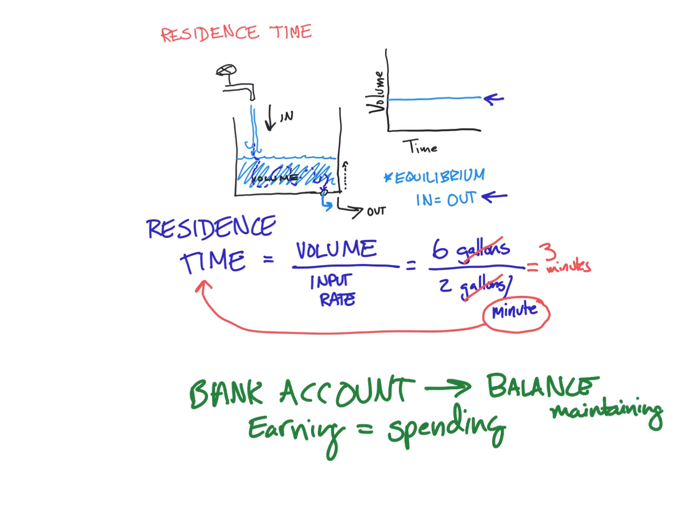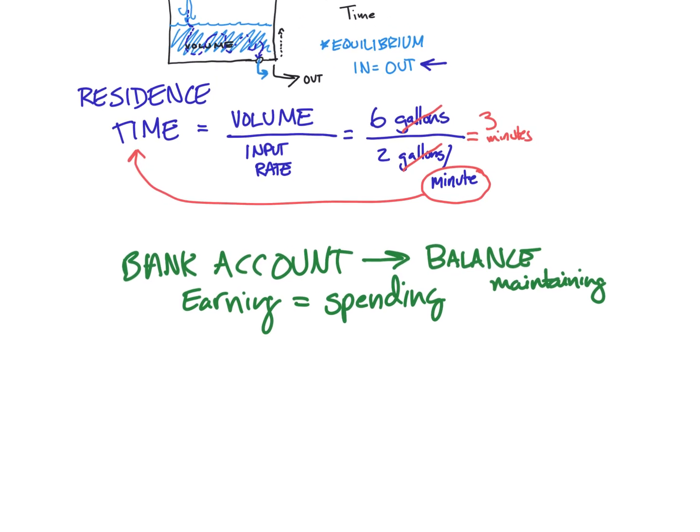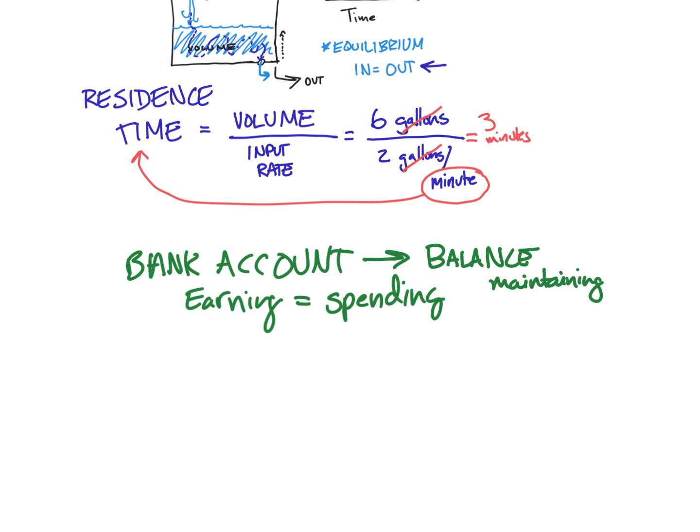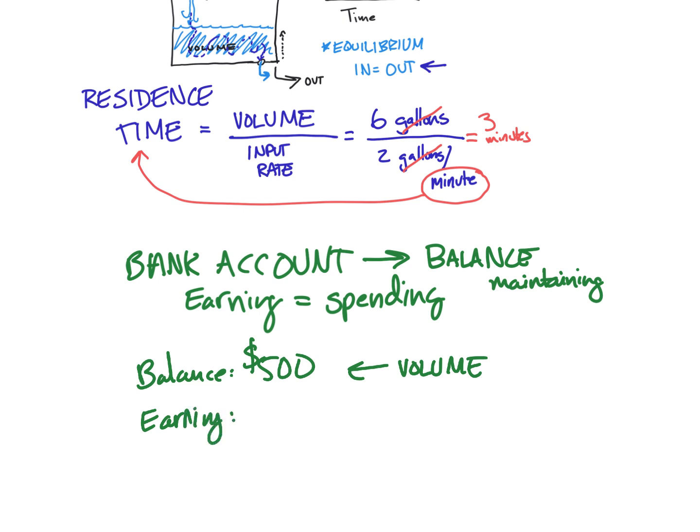So we can think about this again as a residence time. If the balance is $500, that's the amount that's in your bank account. That's like the volume. And if you're earning, let's say, $250 a month, then this is your, I'm going to call it, flow rate.